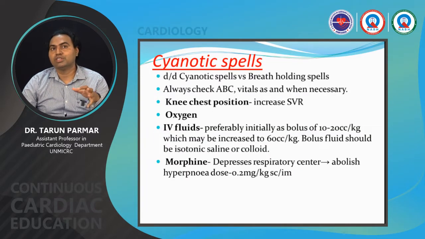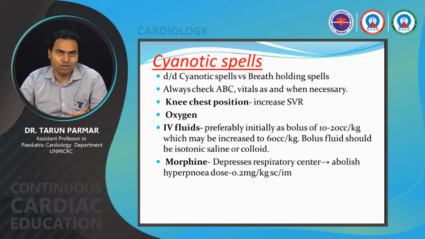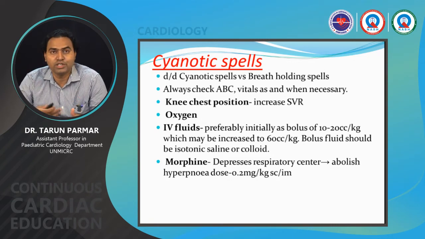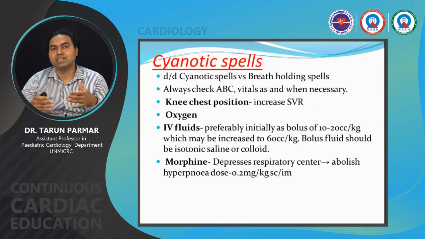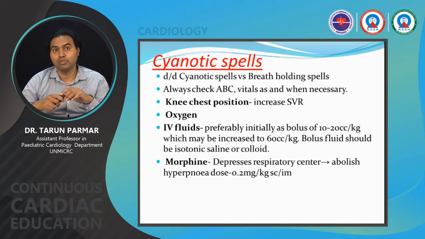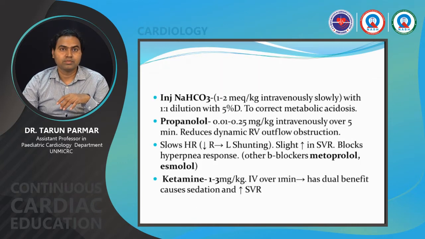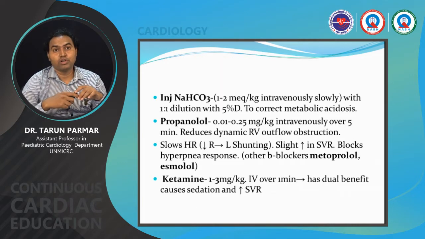So what to do during the cyanotic spell? The first thing is you have to diagnose that this is a cyanotic spell. You have to differentiate between a breath holding spell and a cyanotic spell, then check the vitals. When you diagnose a cyanotic spell, you give the knee-chest position to increase the SVR, and then oxygen if it is available. Then IV fluid bolus, 10 to 20 ml per kg. Then morphine 0.2 mg per kg subcutaneous or intramuscular. Then soda bicarb, then propranolol, an IV beta blocker, and then ketamine, and so on.